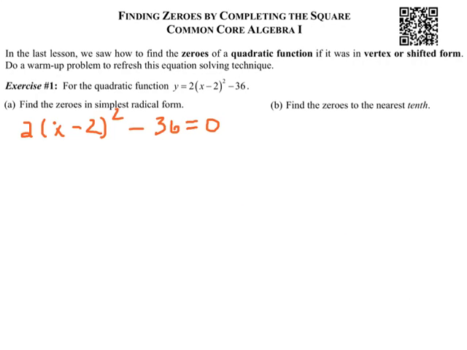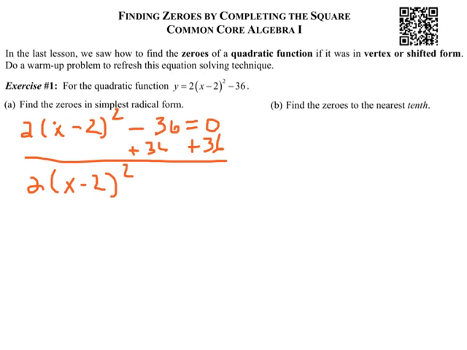Okay, in this quadratic equation, we've got y equals 2 times (x minus 2) squared minus 36. So we got it set. You set it equal to 0. We're going to find the zeros here. First thing I would do is bring that 36 to the other side, so add 36, and you will get 2 times (x minus 2) squared now equals 36.